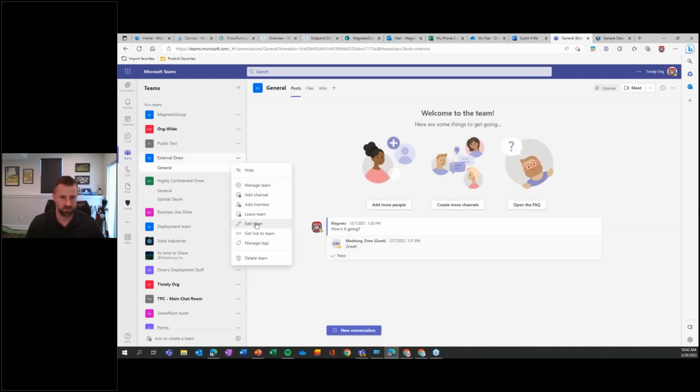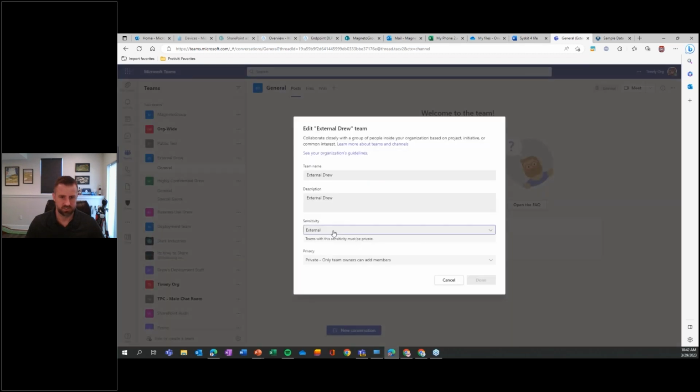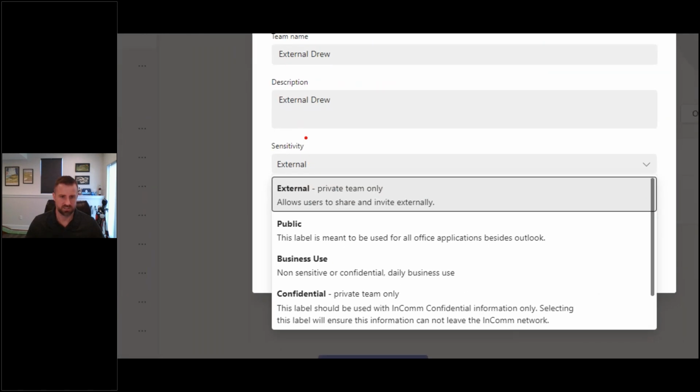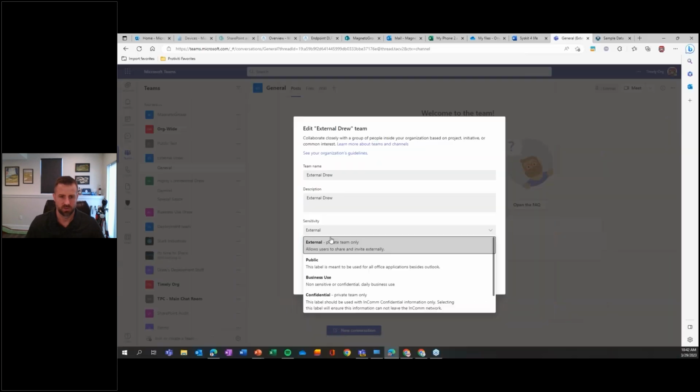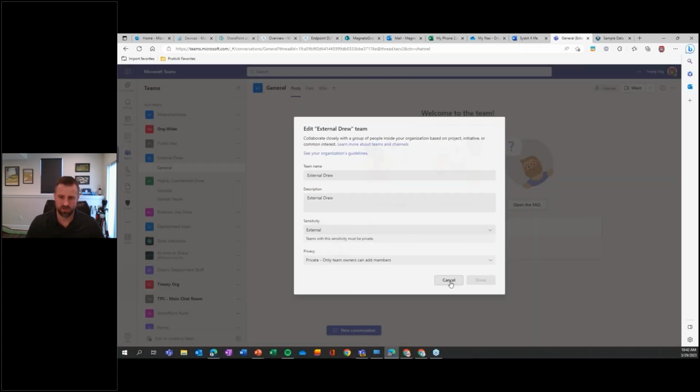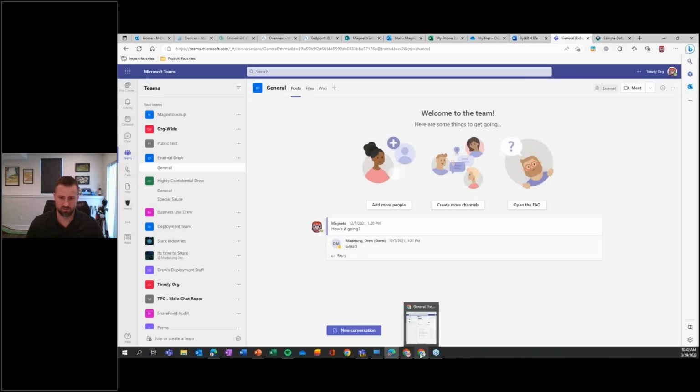Now, what I've also done is this team has a sensitivity label. So when I created this team, I applied a sensitivity label. I've deployed these labels not just to files, but to the containers that they live in, to be able to safeguard the data that sits inside of these locations. So I have a team with a label that's called external. Now, if I come in externally, I'm going to come in as Drew here.